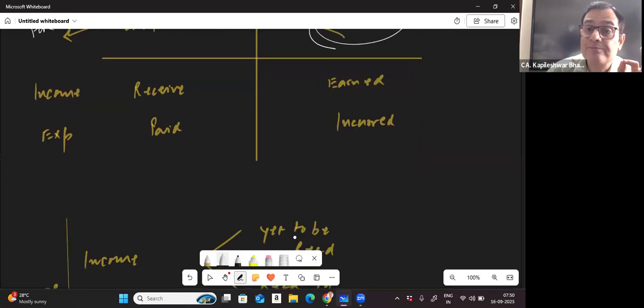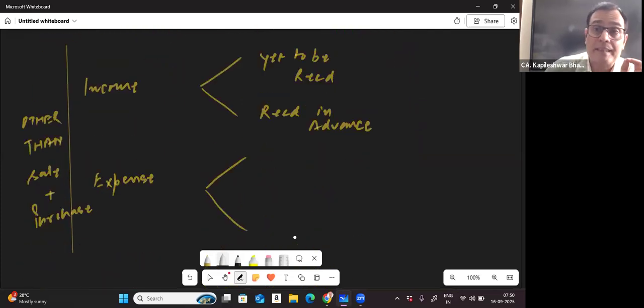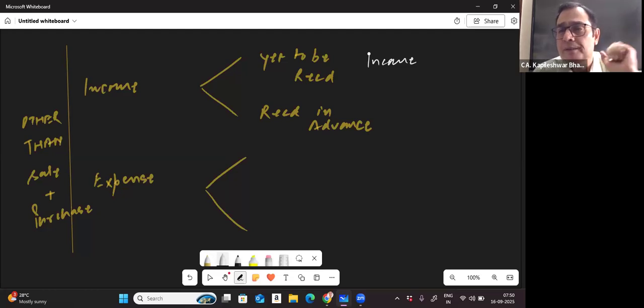Let's come back. So let's look at income yet to be received. If there is income for the current year yet to be received, are you going to book an income? Yes. This is income for the current year yet to be received. We are going to book income.